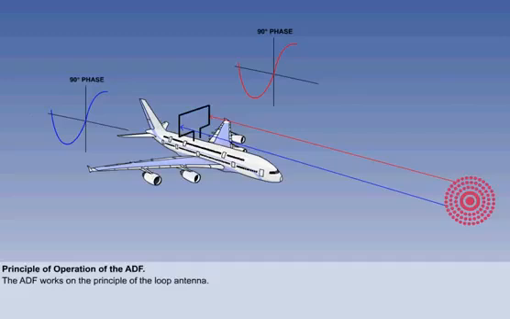The counterpart of the beacon is the airborne equipment, the ADF, and it works on the principle of the loop antenna, which we saw earlier. But let's recap. If the NDB is directly ahead or behind the loop, then the waves will reach both sides of the antenna at the same time, and there will be no voltage difference.